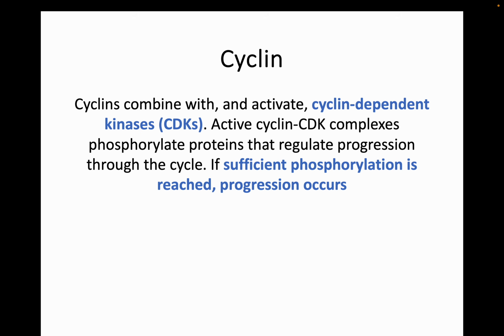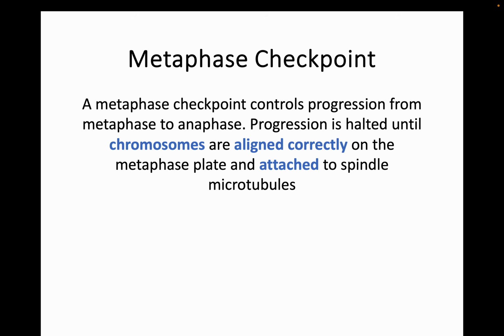So what happens is an active cyclin CDK is going to phosphorylate proteins that then allow progression to take place. And if there's enough of that successful phosphorylation, then progression is going to occur. So if you're wanting the cell cycle to continue, you need to have your CDKs phosphorylating proteins, hitting a threshold, and then we continue on. Now, what we're going to have, like I said, is various checkpoints.